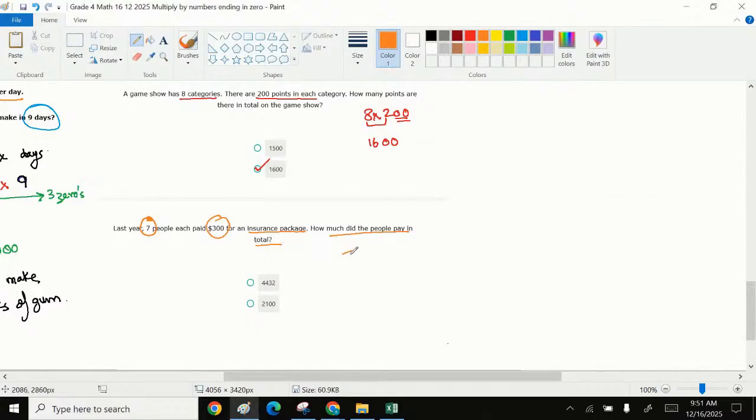So in order to find the total, we see how much one person paid. They paid $300. And how many people were there? There were 7. So 3 times 7 is 21. But we need to remember how many zeros were there. There were 2 zeros. We simply put 2 zeros. That means they paid a total of $2,100. So this would be the correct answer.